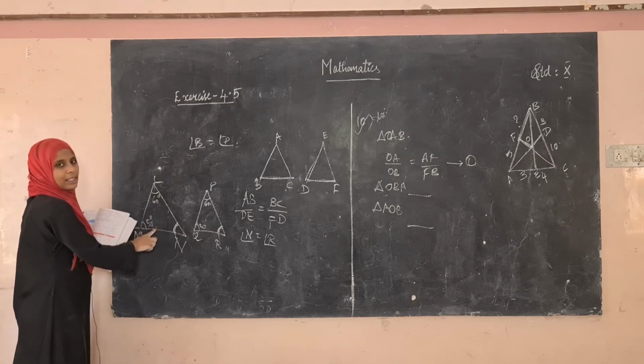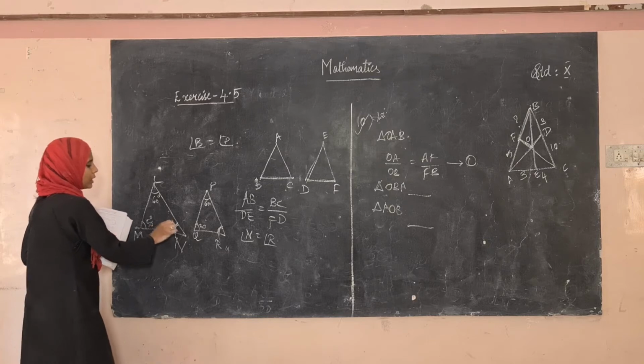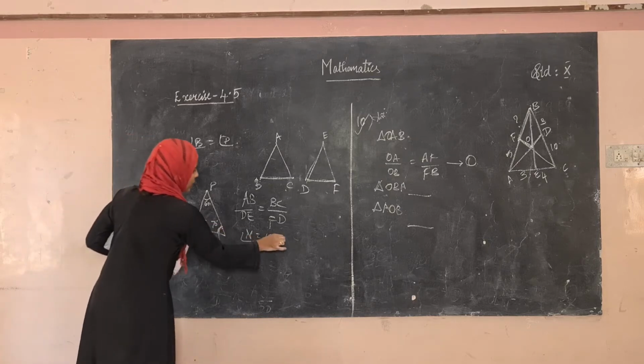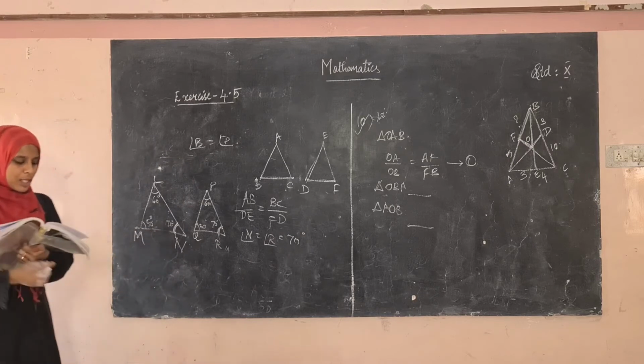So 180 minus 110 is 70. So this is 70. So this is also 70. It is equal to 70 degree. So the answer is second option, 70 degree.